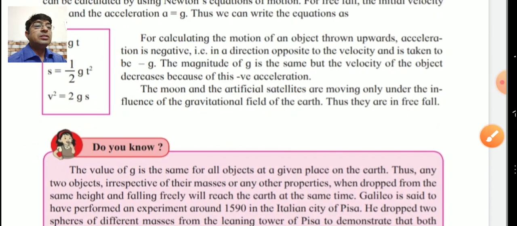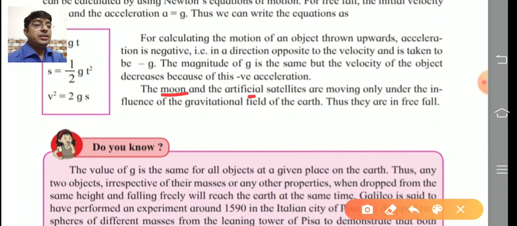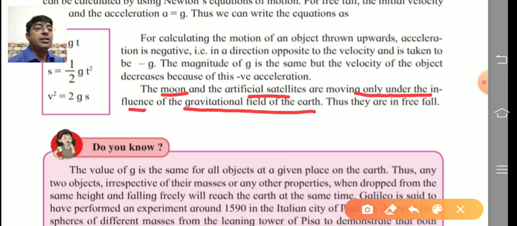The moon and the artificial satellites are moving only under the influence of the gravitational field of the earth. Thus, they are in free fall. Only gravitational force exerts on any object, and that object is moving around some other object.